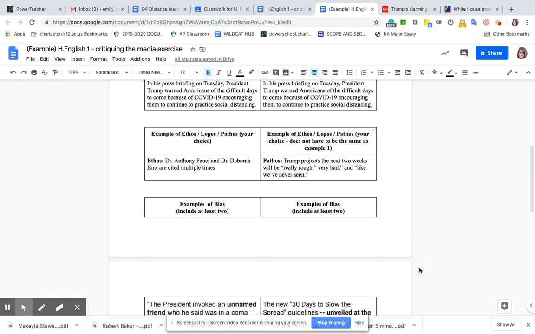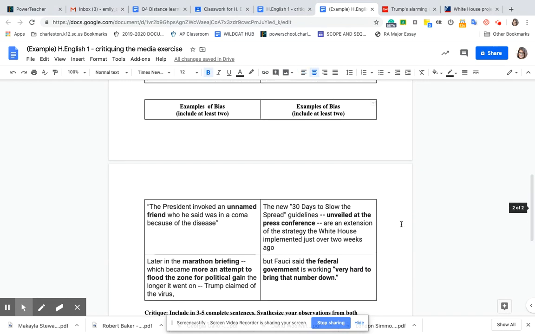So, example of ethos, logos, and pathos, your choice. I chose ethos for the first one. I said Dr. Anthony Fauci and Dr. Deborah Birx are cited multiple times. Pathos, I said Trump projects the next 2 weeks will be really rough, very bad, and like we've never seen. So we've got repetition of those modifiers that describe how serious of a problem this is.